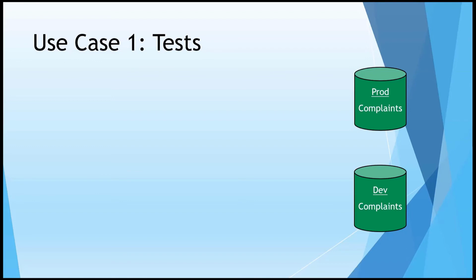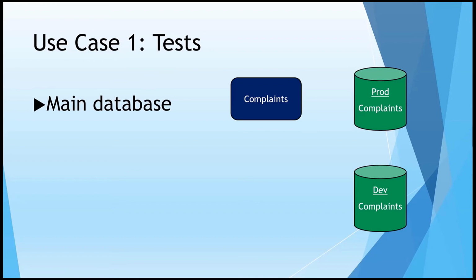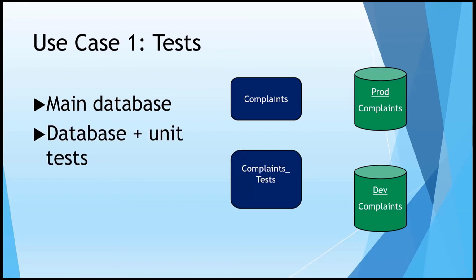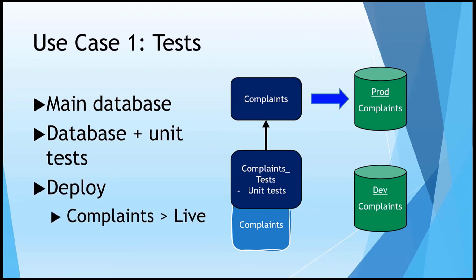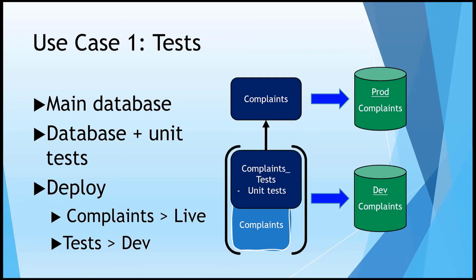So instead, we'll create a project called complaints that holds everything that lives in that production database, or everything we want to live in there. And we'll create a second project called complaints tests. And we'll set up a same database reference to complaints, and then we can write our unit tests in there. And now we can deploy complaints out to production, and we can deploy complaints tests out to complaints, dragging the actual complaints objects with it. So this just holds the function, the actual code, and this holds the code plus all of our unit tests.